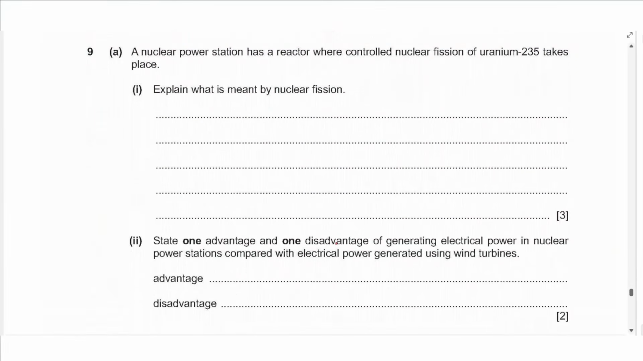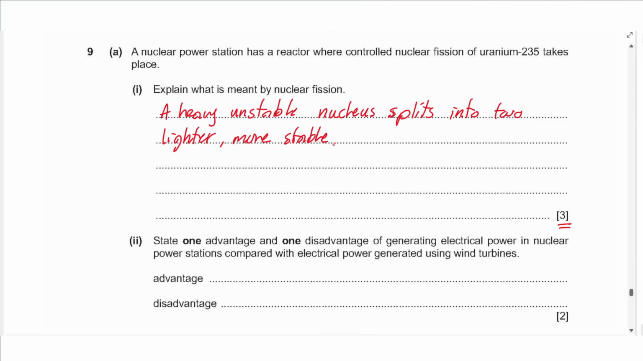Question 9a says, a nuclear power station has a reactor where controlled nuclear fission of uranium-235 takes place. Explain what is meant by nuclear fission. And we have 3 marks to fill. First, we say that a heavy, unstable nucleus splits into 2 lighter, more stable nuclei and releases energy.